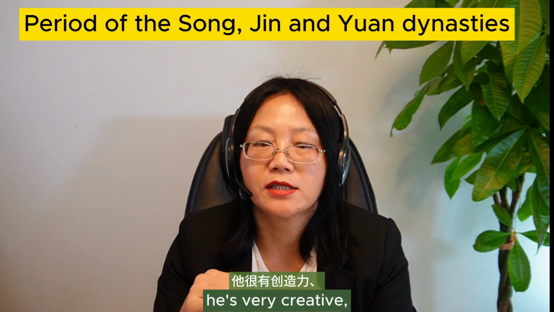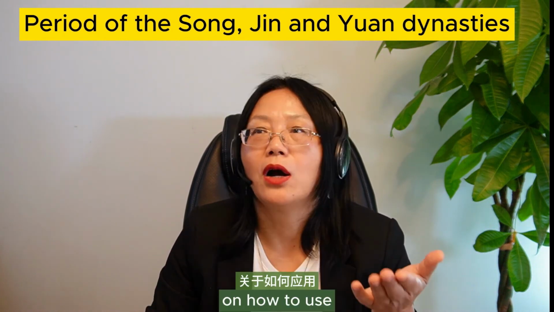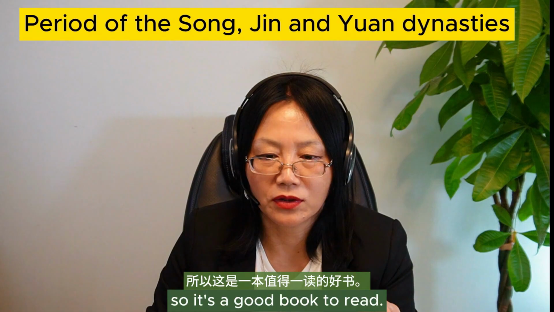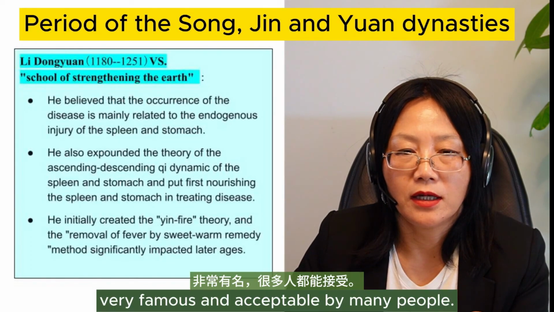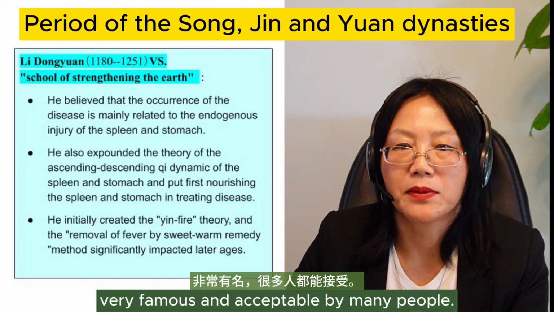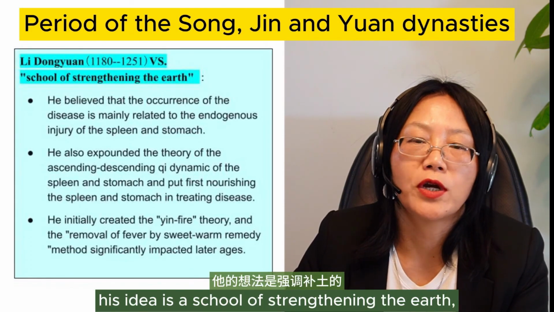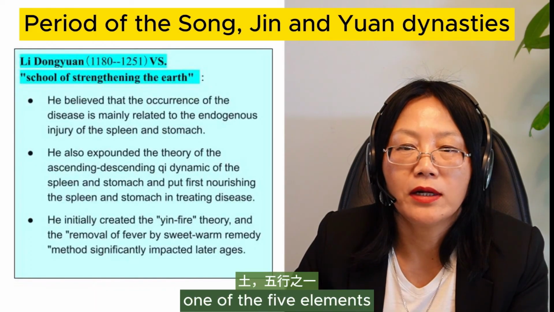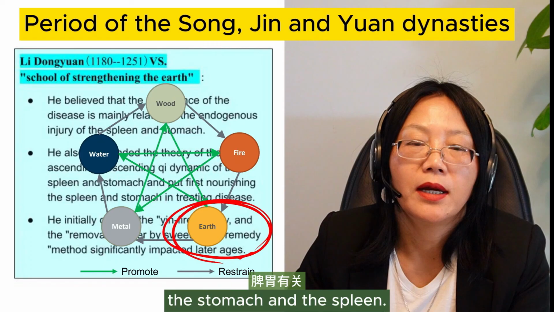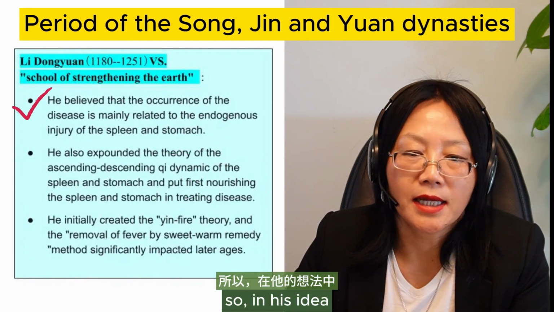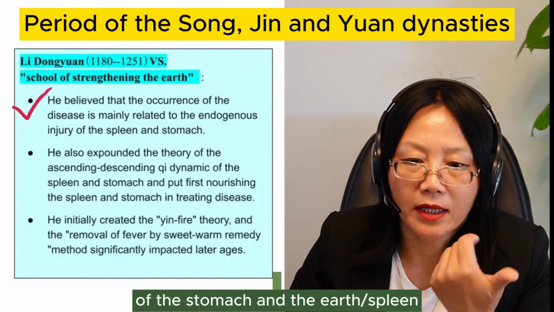In Zhu Danxi's case, he's very creative. There are many original ideas on how to use those philosophies. It's a good book to read. Li Dongyuan's idea is very famous and accepted by many people. His idea is a school of strengthening the earth, one of the 5 elements, which is related to the stomach and the spleen. In his idea, he stresses the importance of the stomach and the earth.